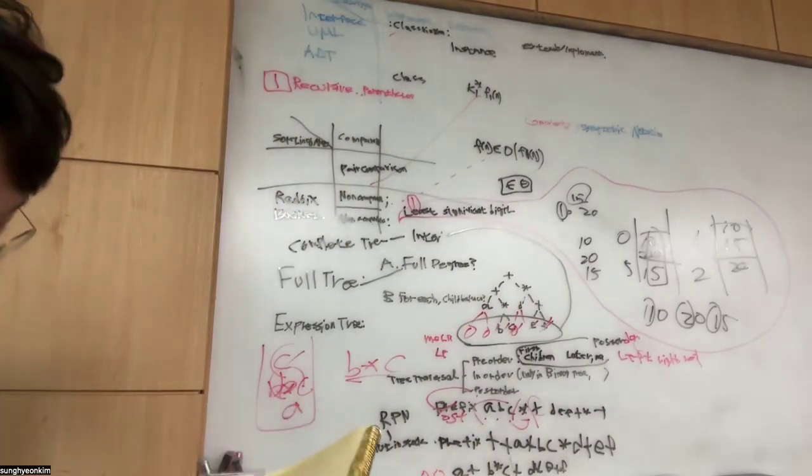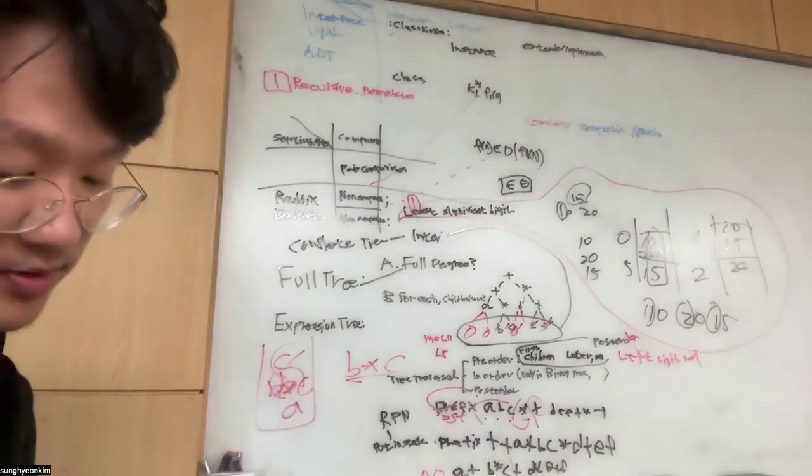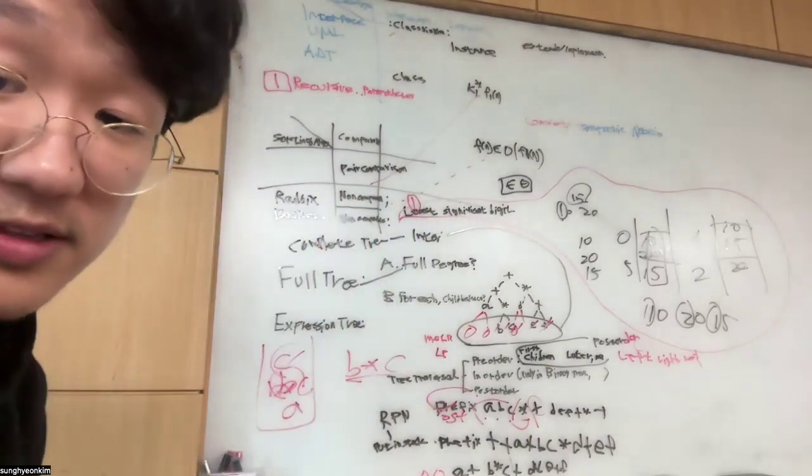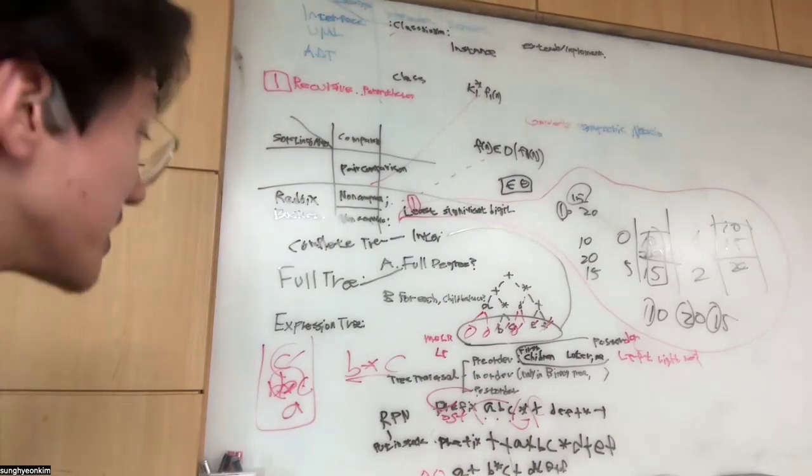Okay, and then is it a binary tree? The binary tree's definition is that the maximum degree is 2. Then in this case, it will be a binary tree. And is it an expression tree? And it is an expression tree.